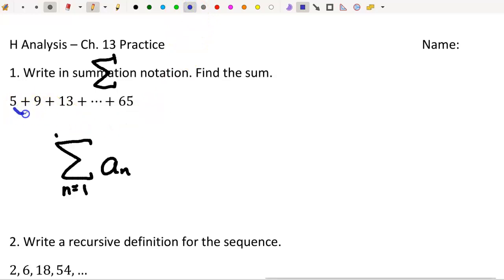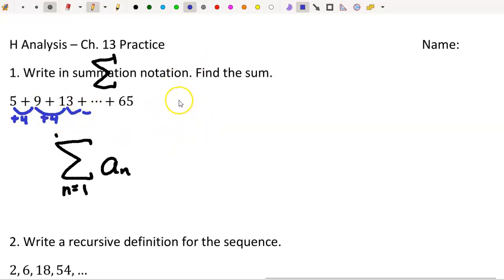You could just figure out that this is a difference of plus 4. And you can keep on going plus 4, plus 4, plus 4 until you get to 65, and then count how many times you did plus 4, and then you'll know how many terms there are. You could do that. That'll take a while.